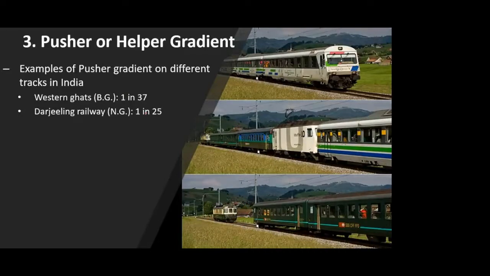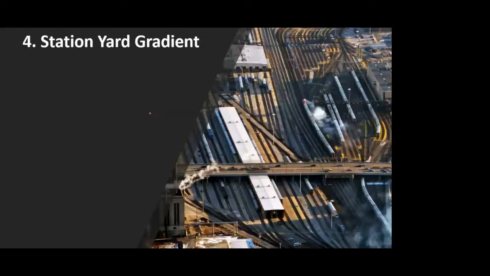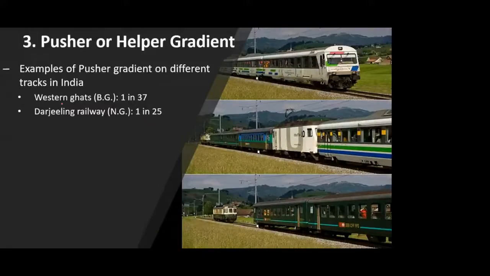So these were the typical values that I discussed. Now, if you see the Western Ghat, what we just calculated for the Karjat-Lonavala section, the 1 in 50 slope, also comes in the Western Ghat. This is the minimum, or the steepest slope that you will find in the Western Ghat. So 1 in 50 is steep, but 1 in 37 is steeper. It might be there for some other section in the Western Ghats.